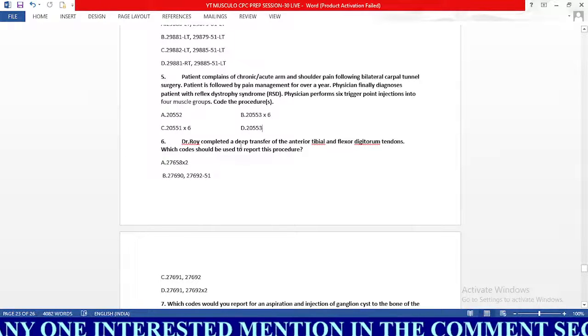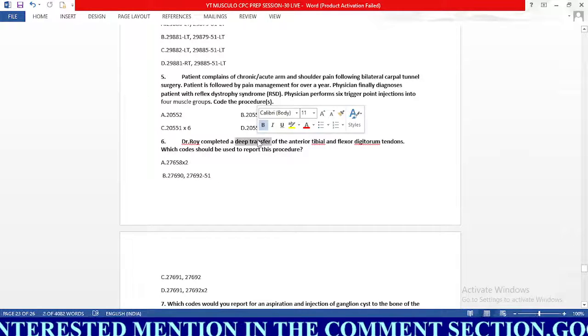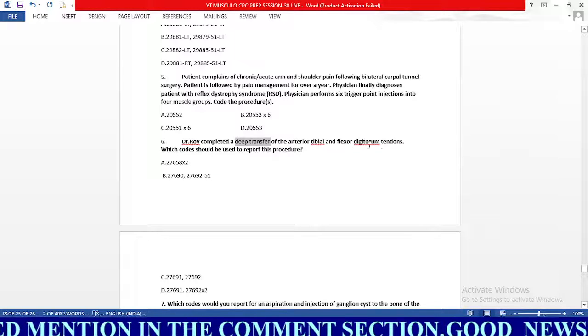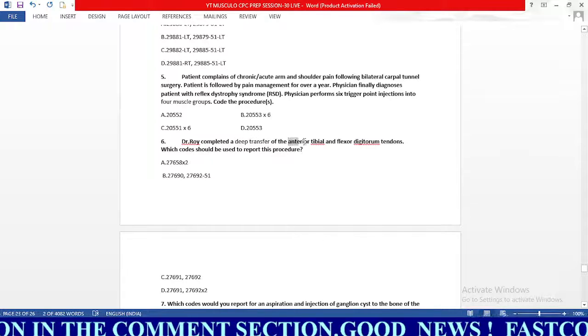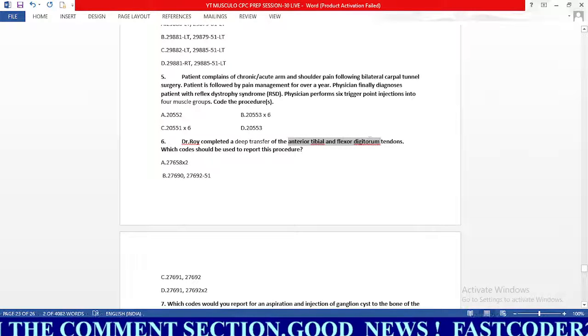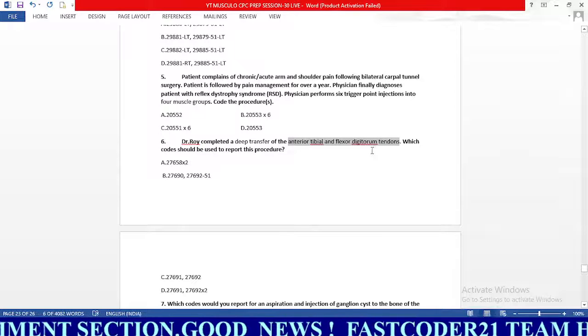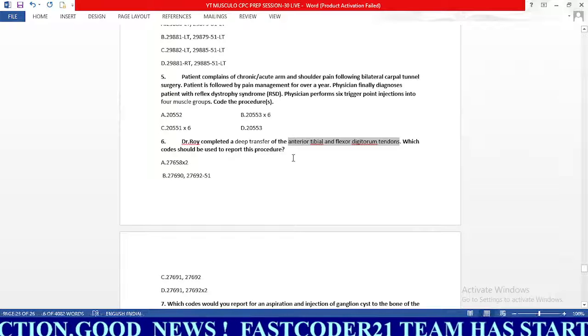So now we will check the question and find the answer. Dr. Roy completed a deep transfer. So here a deep transfer of the anterior tibial and flexor digitorum tendon is the keyword. So here we need to understand that the physician has performed deep transfer of two tendons, the anterior tibial and flexor digitorum. Which code should be used to report this procedure?